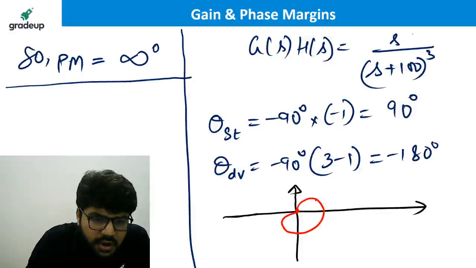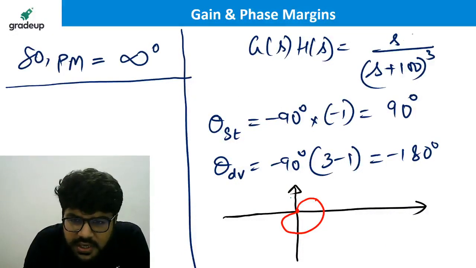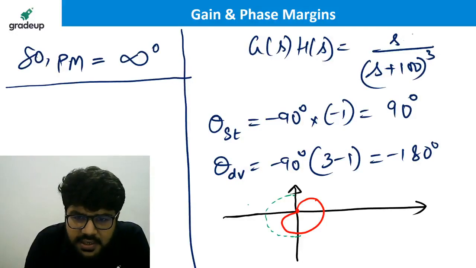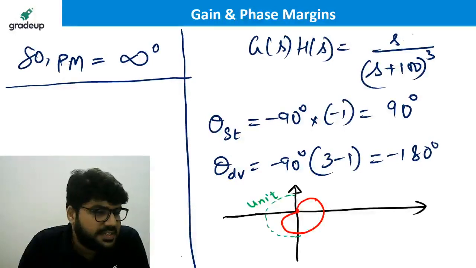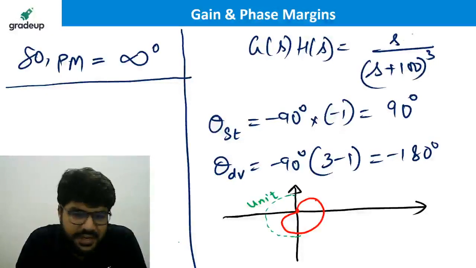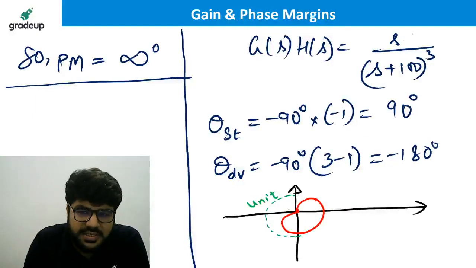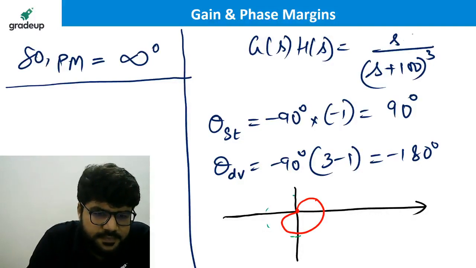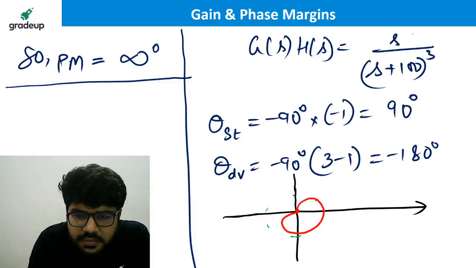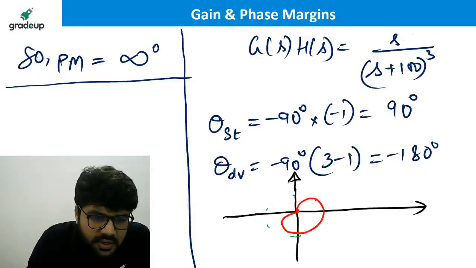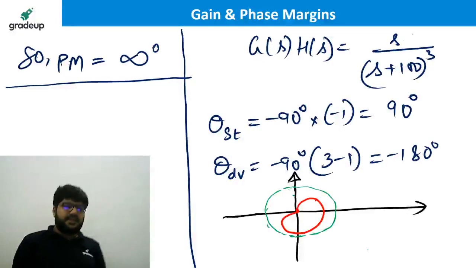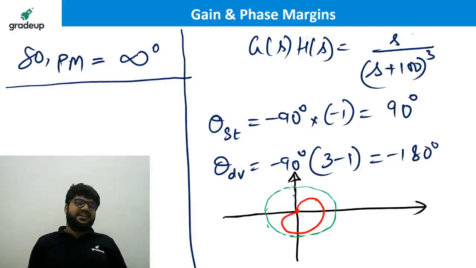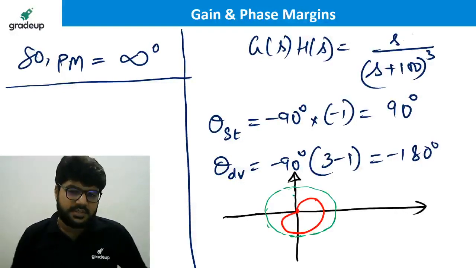That means this polar plot is always inside the unit circle. So the phase margin is negative. Oh, sorry, phase margin is infinity. It is always inside the unit circle. Not only on the left hand side, even if I extend this, if I take the complete unit circle also, it is inside the unit circle. That is the approximate polar plot of this.